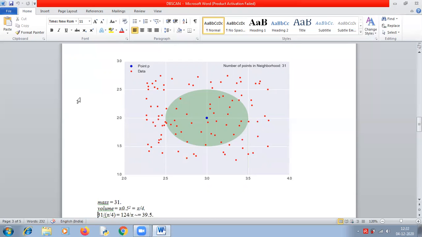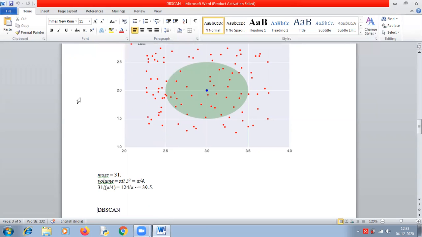Therefore, our local density approximation at p equals (3, 2) is calculated as density equals mass divided by volume. We have mass and we have volume, which is 31 divided by pi by 4, which is 124 divided by pi, approximately equal to 39.5. So this is the density we got by calculating the mass divided by volume, which is around 39.5.